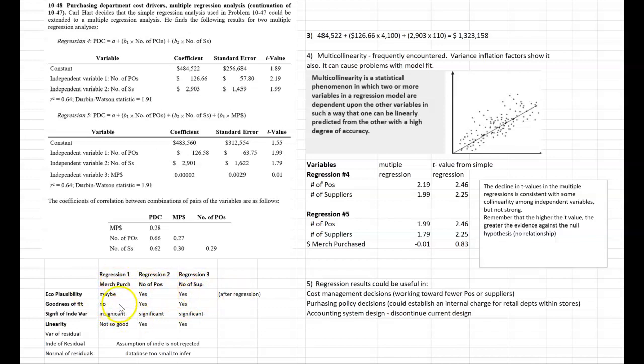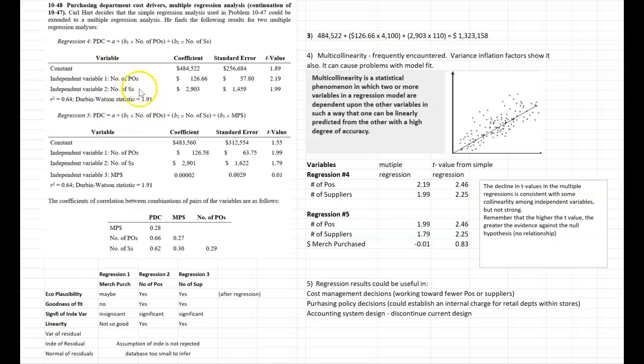And for goodness of fit, the first regression is not a good fit, mostly because 4 and 5. The R square is the same. Well, we can look at the t-values on that. On the number of purchase orders, it's 2.19 here, and on the number of suppliers, it's 1.99. So neither are significant or even close to significant. Okay. On the specification analysis, the Durbin-Watson statistic of 1.91 indicates that the assumption of independence is not rejected.